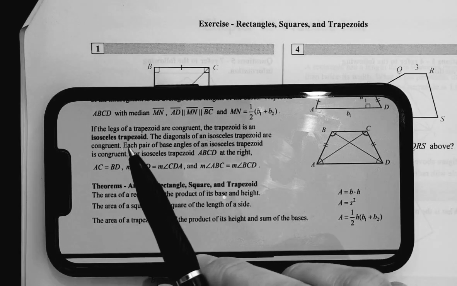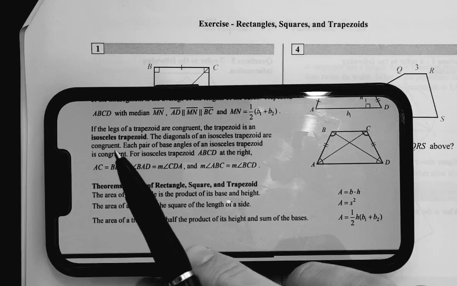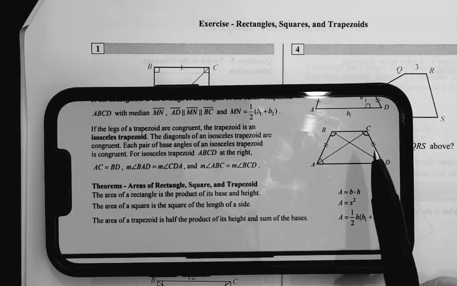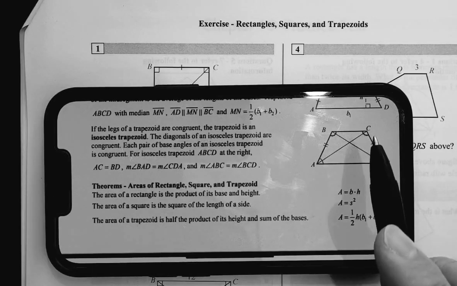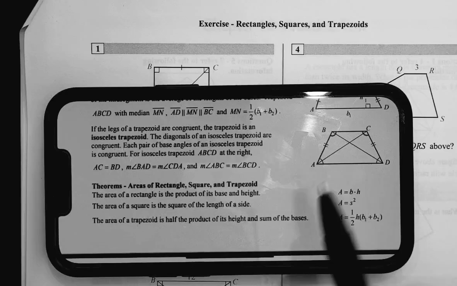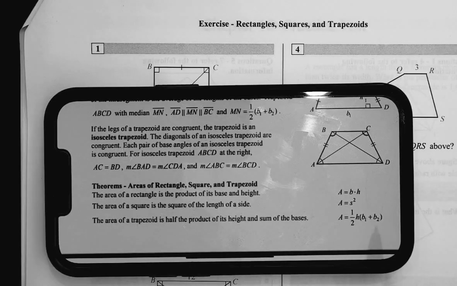And I don't think this is too important as well, but an isosceles trapezoid is when the two non-parallel sides are congruent. And then as a result, the two angles here are congruent, and these two angles here are congruent as well. Okay, this is the more important stuff.